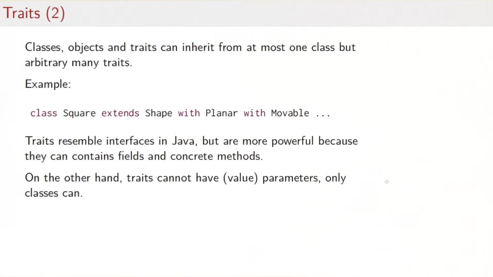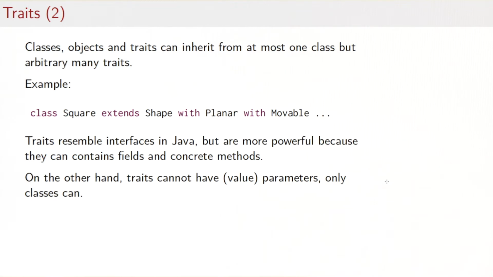So the idea of traits is then that classes, objects, and other traits can inherit from at most one class, but they can inherit from arbitrarily many traits. The way you do that, you see here. So here you would have a class Square that extends, let's say, a Shape superclass, and then it adds also two traits. One is called Planar and one is called Movable. You combine the superclass and all the traits you want to inherit with "with" here. So "with" is a combination that adds another trait to some set of classes or traits that you inherit already.